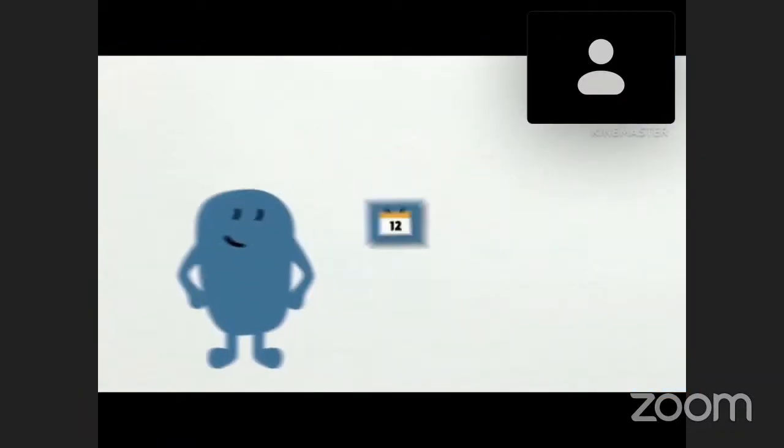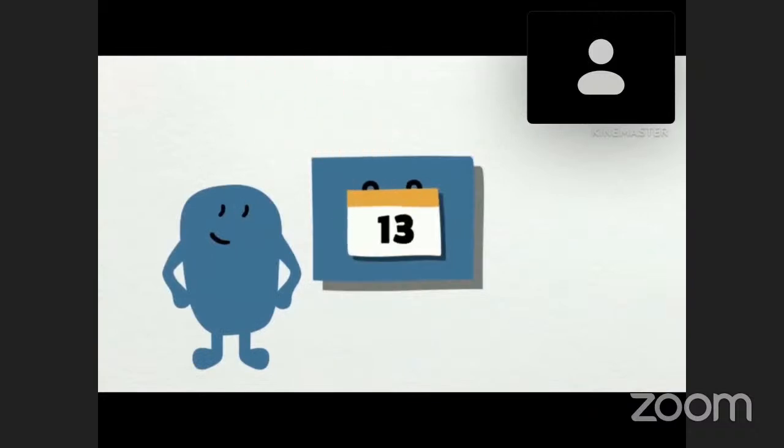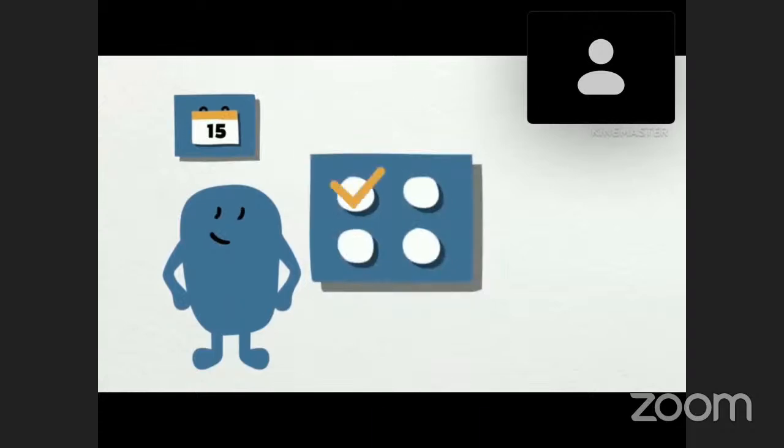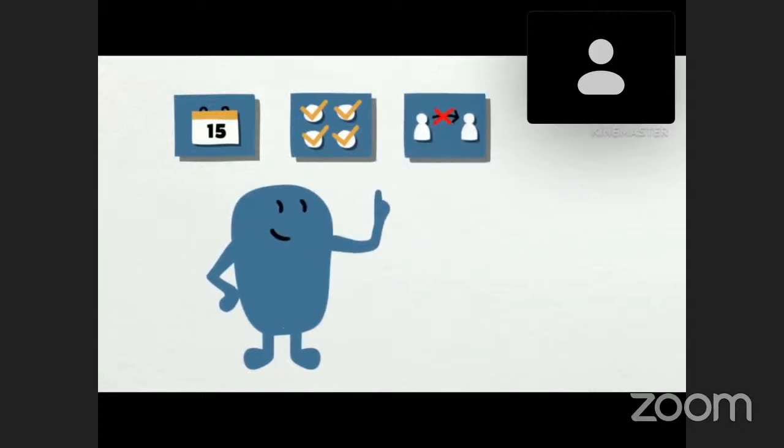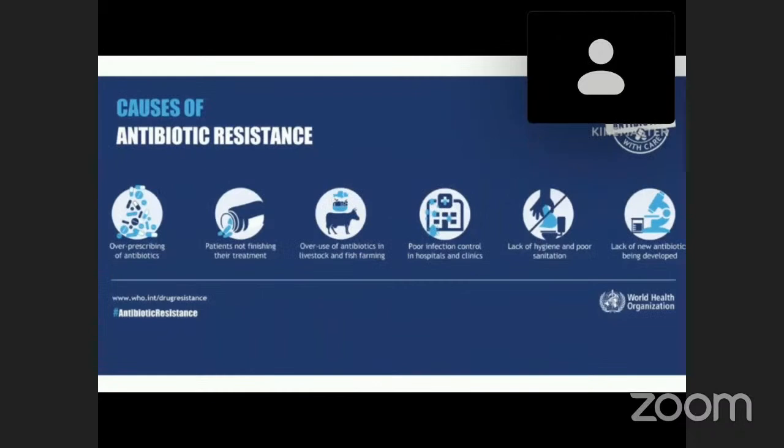What can we do about this? If you are given antibiotics, take them exactly as prescribed by your doctor, at the right dose, for the right length of time. Do not skip doses. Do not share antibiotics with others. Your treatment has been prescribed for you to meet your specific requirements.